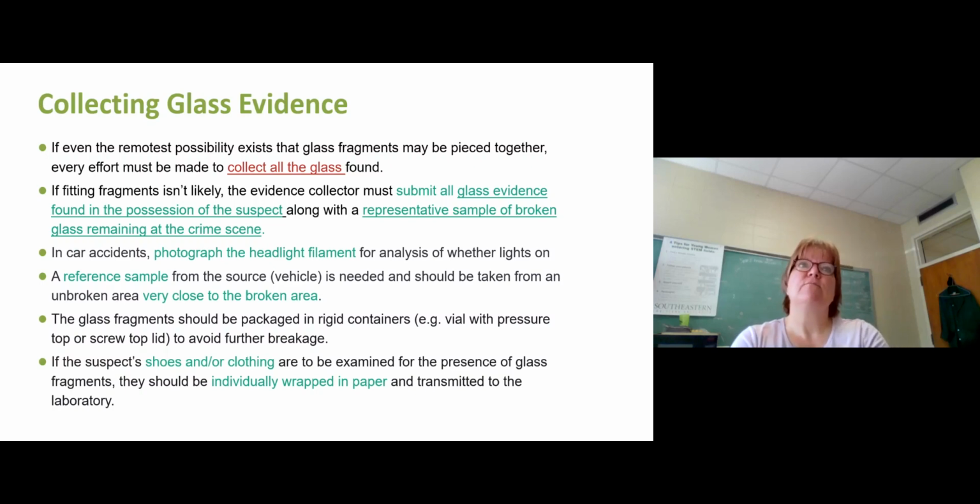If we have debris from glass shards that I might be looking for on the suspect's clothes or their shoes, I want to take that whole sample and send it into the lab. So I would take the shoe or the piece of clothing and wrap it in some kind of tissue or paper, so that those little shards, as they fall off the clothing or the shoes, are still contained and can be analyzed. Those are the collection specifics that we worry about when we're talking about glass evidence.